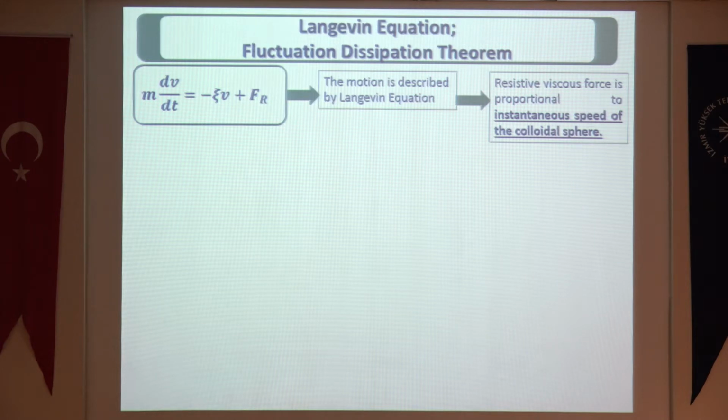So let me remind you also of the theory behind this. If a particle is embedded in a fluid, the forces on the particle will be a random force and a frictional force, and this is called the Langevin equation. The resistive viscous force is proportional to the speed of the particle, the colloidal sphere. If you do a Laplace transform, you get to the velocity-velocity correlation function, and that's what you get without any more assumptions.